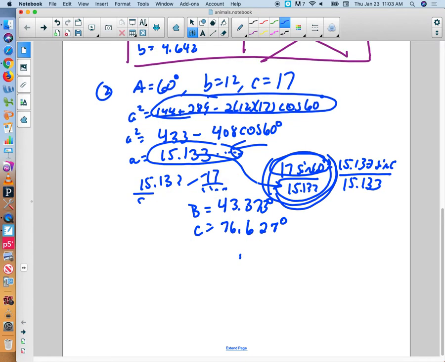Girls, you may have heard Katie say she stuck with law of cosines. Law of cosines is super safe. Because it'll check first and second quadrant. All right. What was number 3?